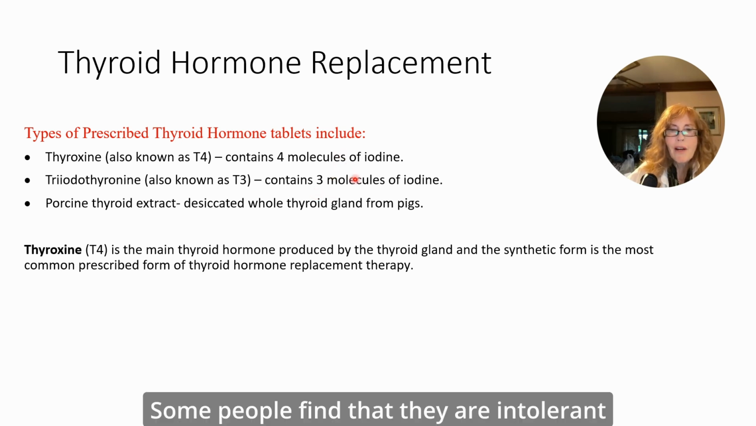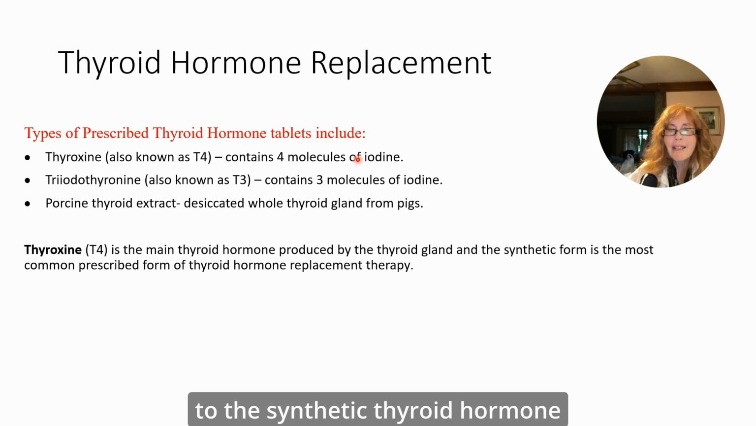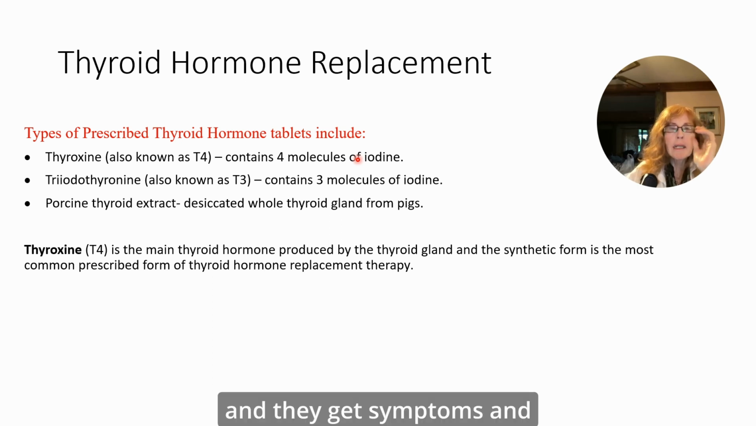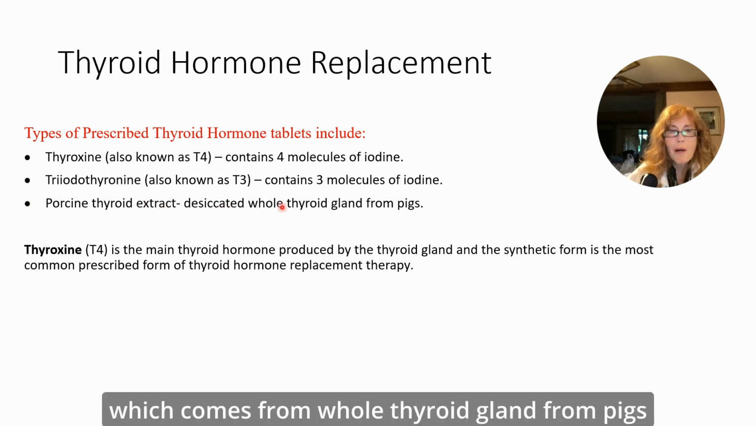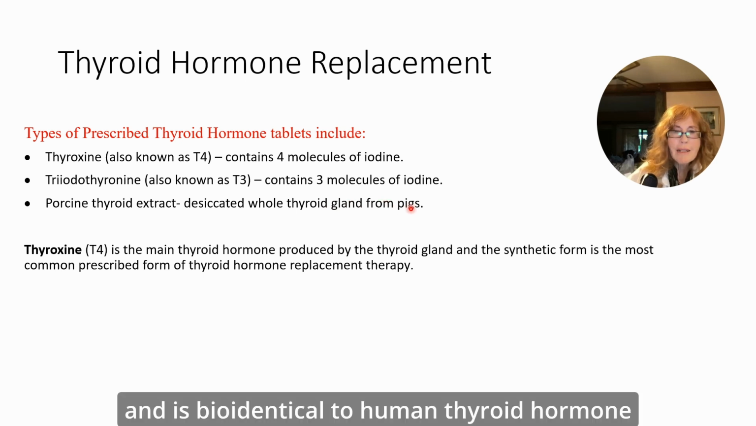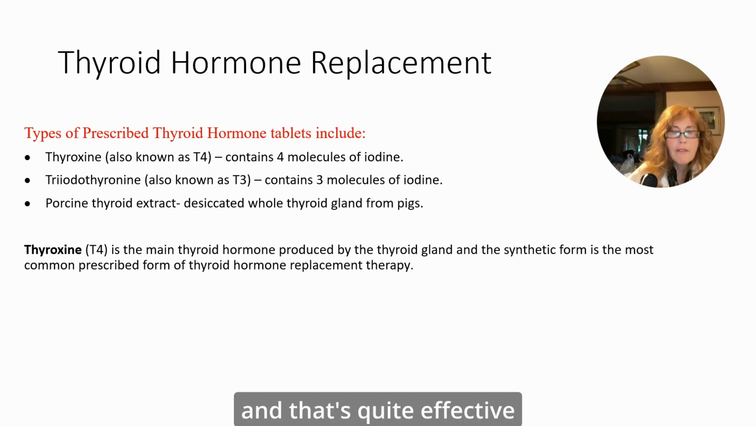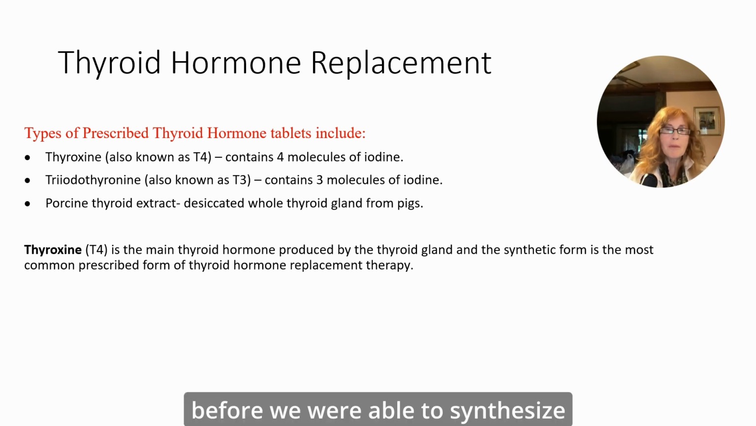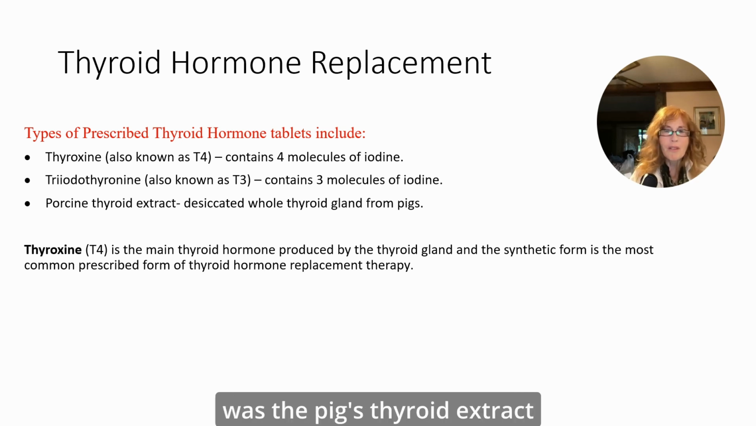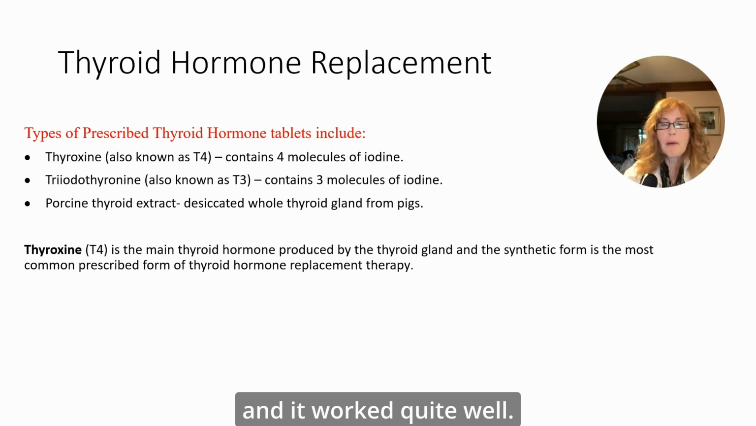Some people find that they are intolerant to the synthetic thyroid hormone, and they get symptoms and they find it hard to balance the dose, and they do better on porcine thyroid extract, which comes from whole thyroid gland from pigs and is bioidentical to human thyroid hormone. And that's quite effective, and indeed that is all we had before we were able to synthesize thyroid hormones in a laboratory. All we used to prescribe was the pig's thyroid extract, and it worked quite well.